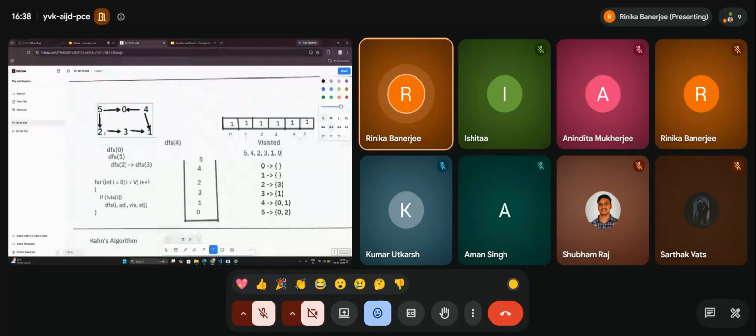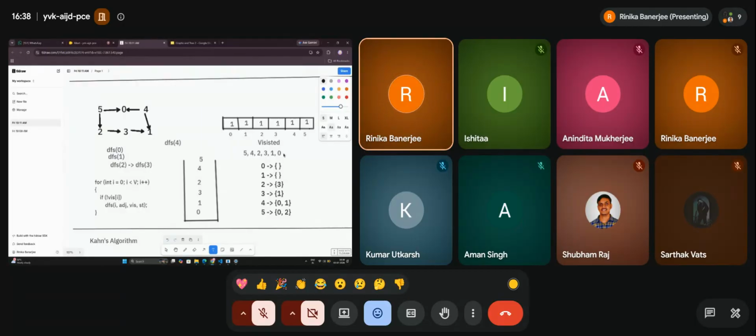We have a directed edge from 2 to 3. That is, 2 must come before 3. So 2 is coming before 3. Also, we have a directed edge from 3 to 1. That means 3 must come before 1. So you have 3 before 1. And also we have a directed edge from 4 to 1. That means 4 must come before 1. So 4 is coming before 1.